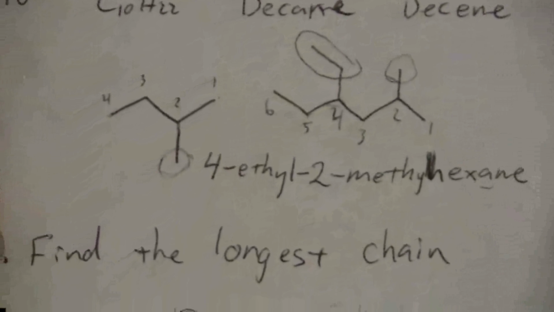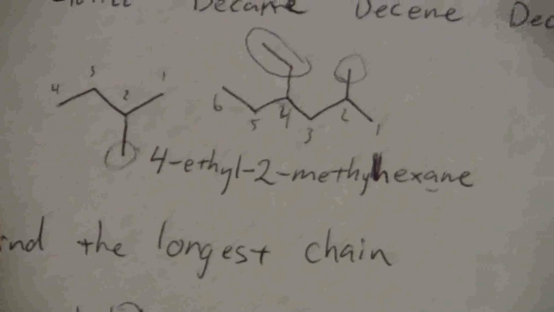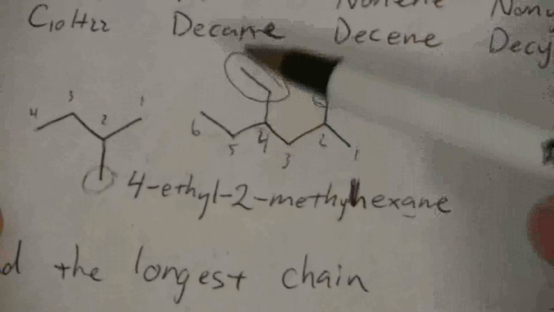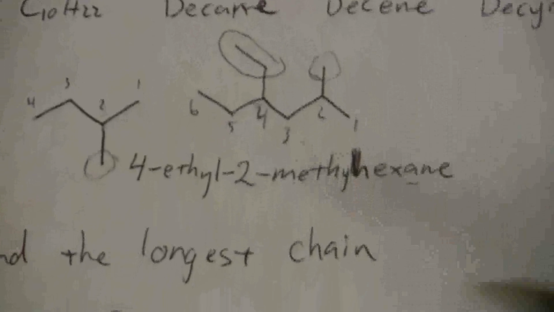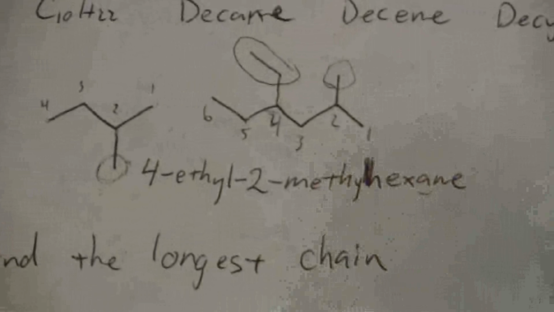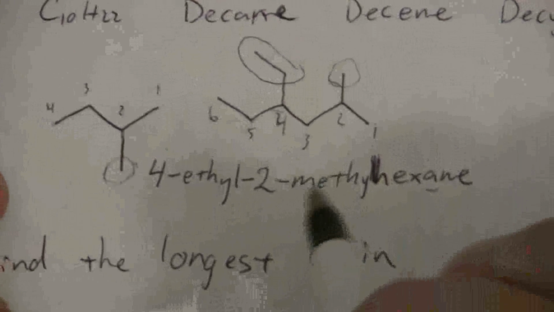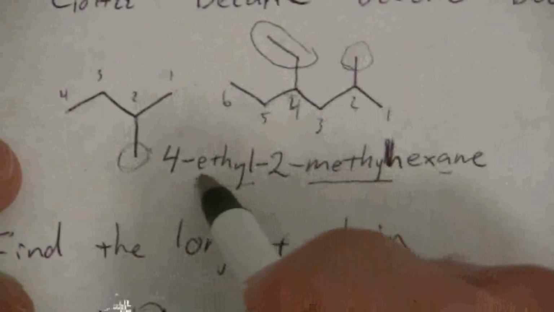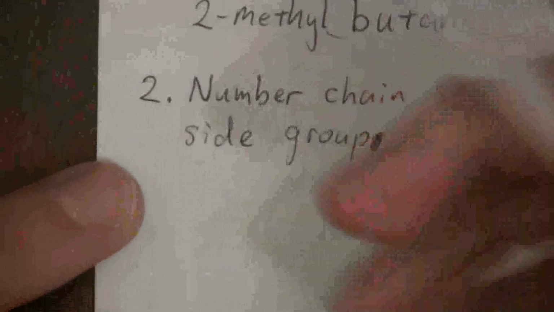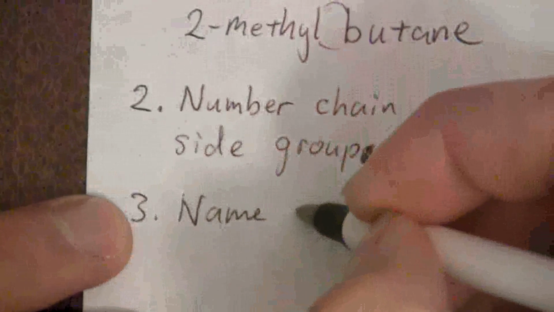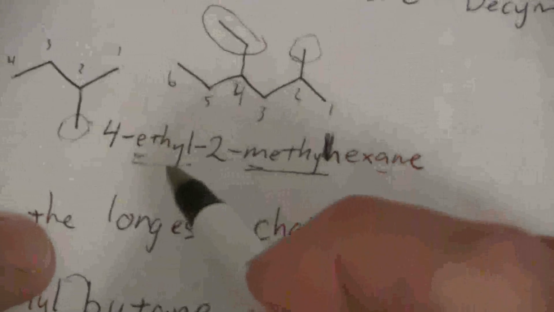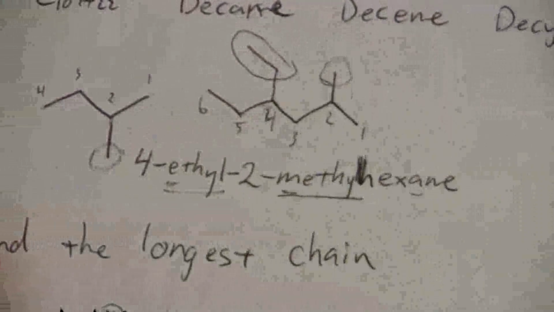Now, another question would arise. You might be thinking, well, what if I wrote 2-methyl-4-ethylhexane? Wouldn't that represent the same thing? We have a few rules just to make sure that we don't have multiple names for the same compound. When we have multiple groups, we name them in alphabetical order. Ethyl comes before methyl, so our third rule is to name the groups in alphabetical order. As in this example, I name ethyl before methyl because E comes before M in the alphabet.